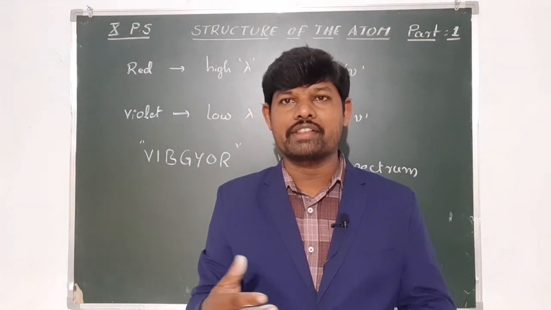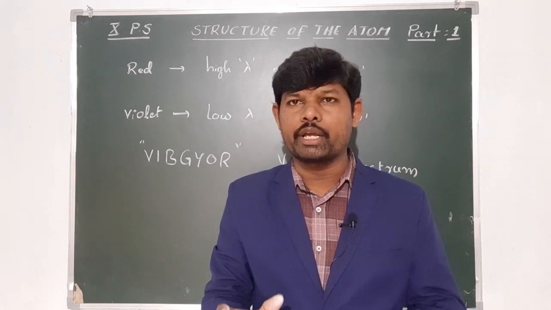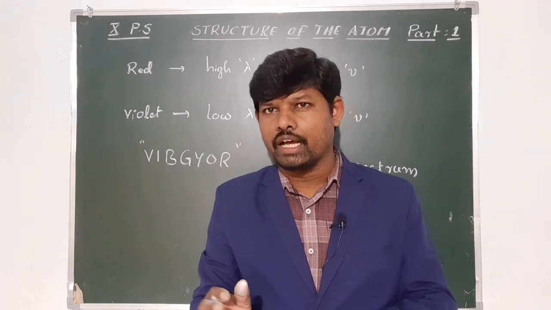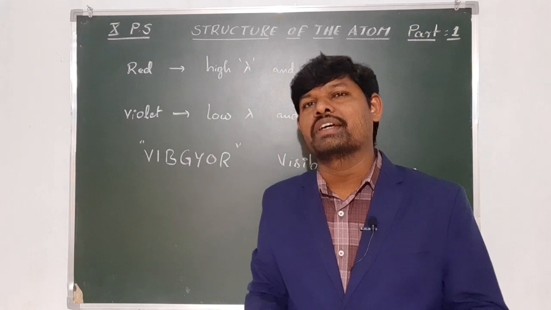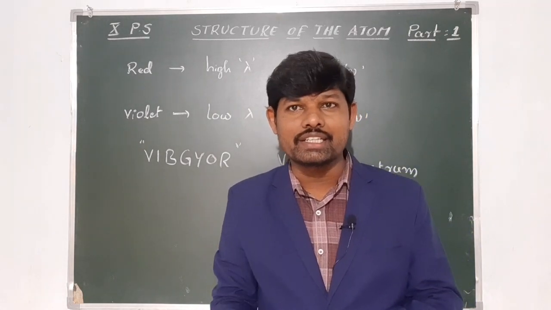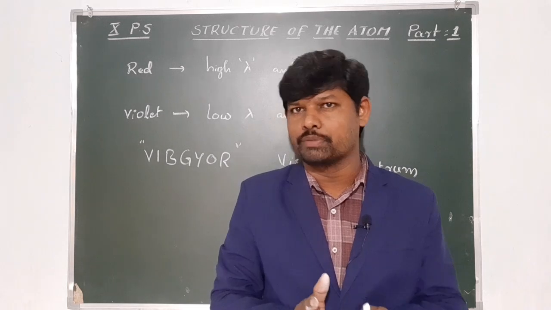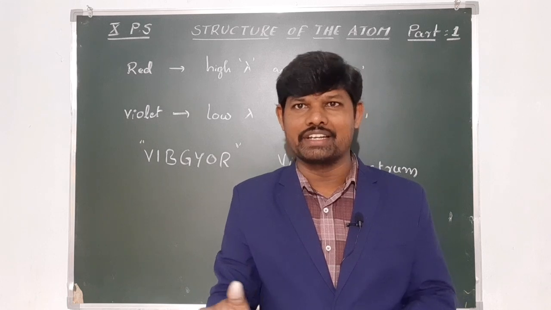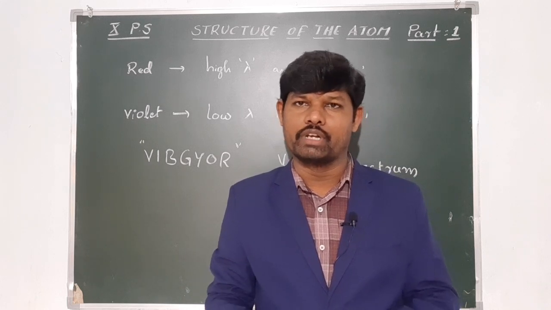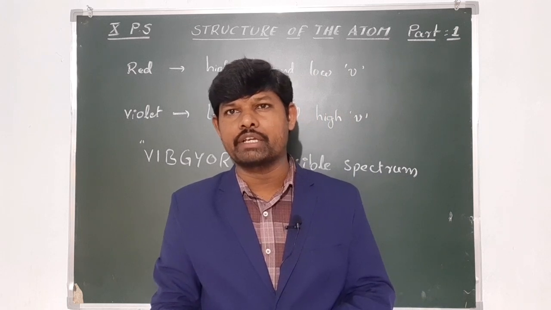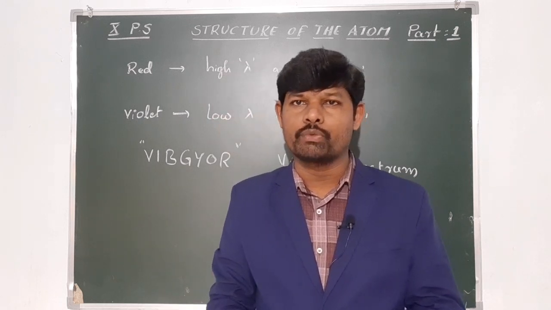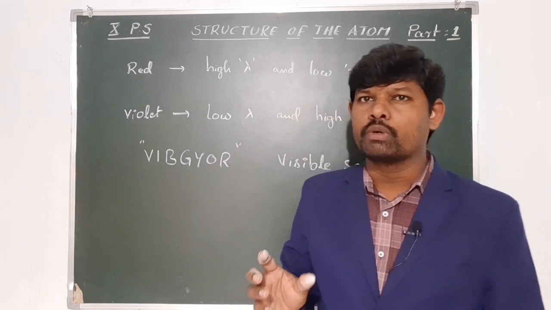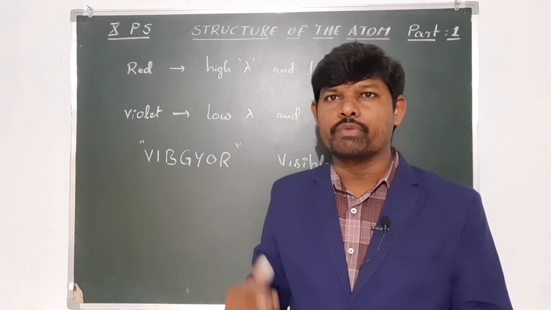Now we get another question. We are only able to see the visible spectrum, that means only 7 colors. Are there any other wavelengths other than the visible spectrum? The answer is yes, there are so many wavelengths. That is why I said electromagnetic waves have a wide variety of wavelengths, but only 7 are visible to the naked eye.